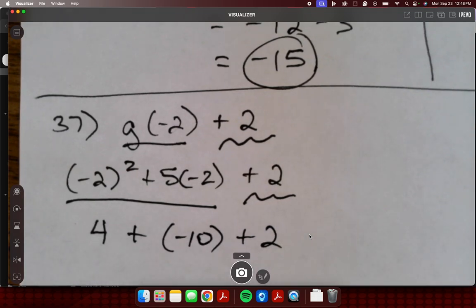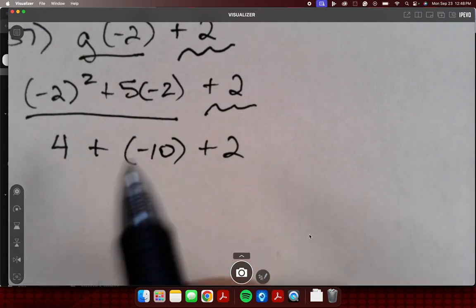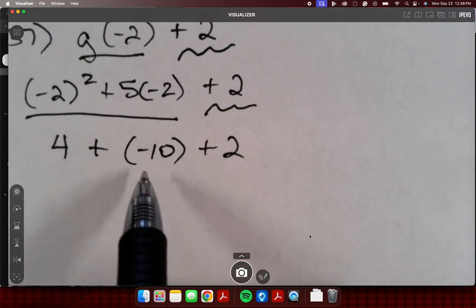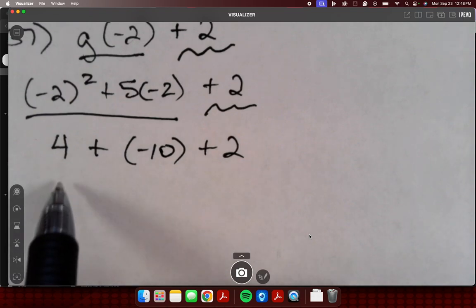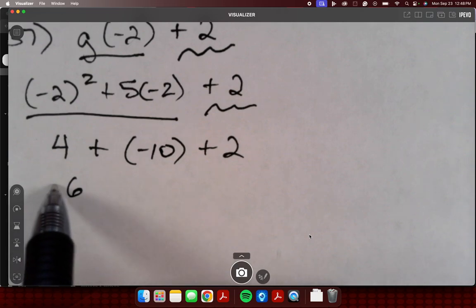And we just keep the plus 2. So 4 plus negative 10. Again, we're adding different signs, one positive and one negative. So we subtract those two numbers. 10 minus 4 is 6. And we keep the sign of the bigger number, which is the 10, so it's a negative 6.